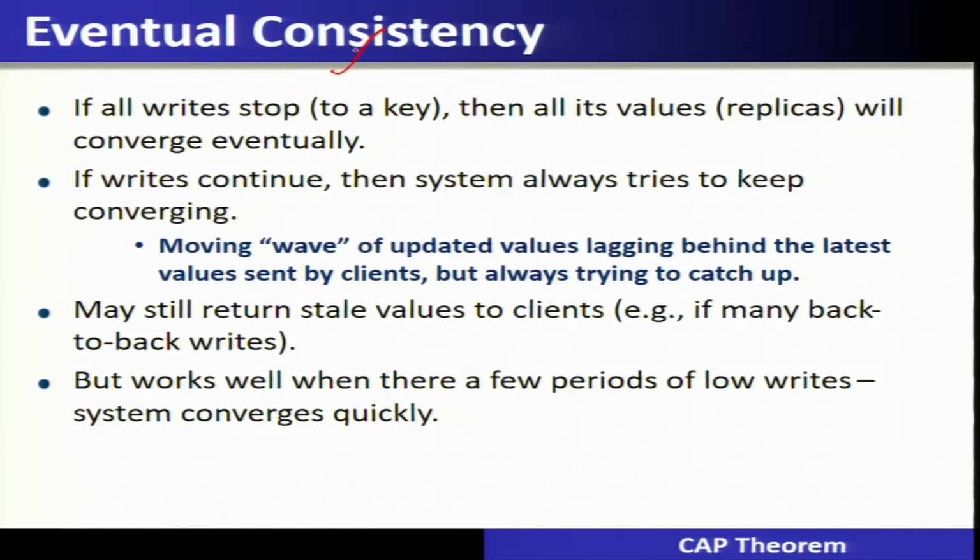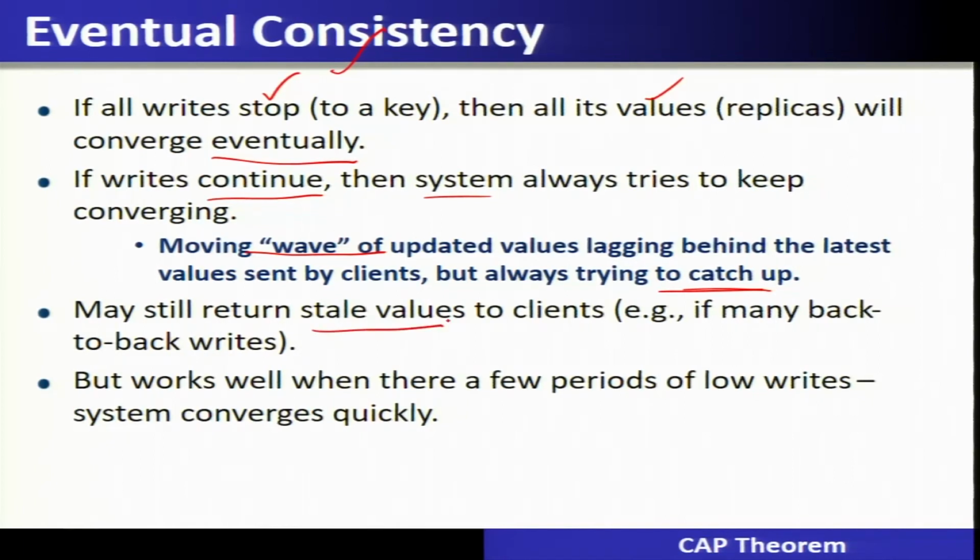Eventual consistency means that if all the writes to a key stop, then all its values, that is the replicas, have to converge eventually. Now, if the writes continue, then the system keeps trying to converge. There will be a wave of updated values lagging behind the latest value sent by the client, and eventually they try to catch up. So, eventually it will achieve consistency, but not instantly.